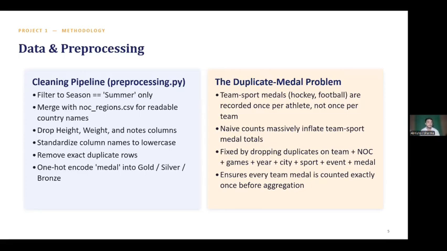The duplicate medal problem means that some sports are played in a team, but the data has been recorded for individual players. For example, in 2016, India won hockey, and in sports like hockey, cricket, football, where there are multiple players, India has only won one gold medal. But the data shows that India has won multiple gold medals because it has been recorded for each player. So I fixed that by dropping duplicates based on NOC, games, year, city, sport, event, medal.